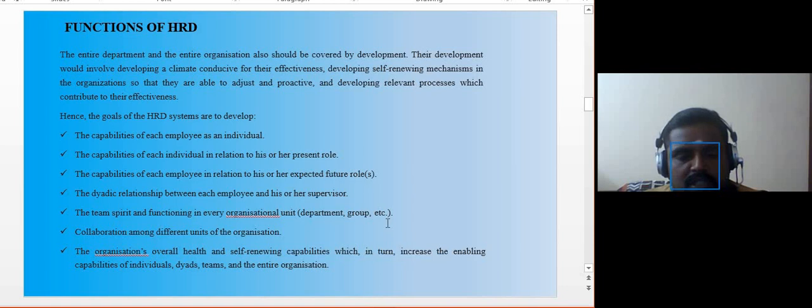and the team spirit and functioning in every organization unit, particularly based on the department and the group, and the collaboration among different units of the organization, and then the organization's overall health and self-renewing capabilities, increasing the enabling capabilities of individual teams and the entire organization.